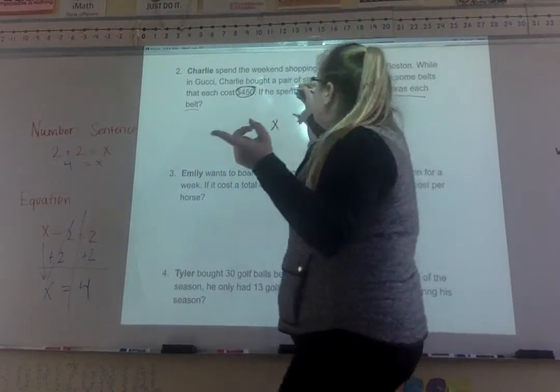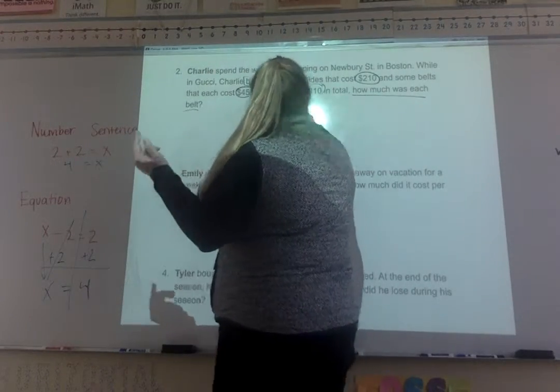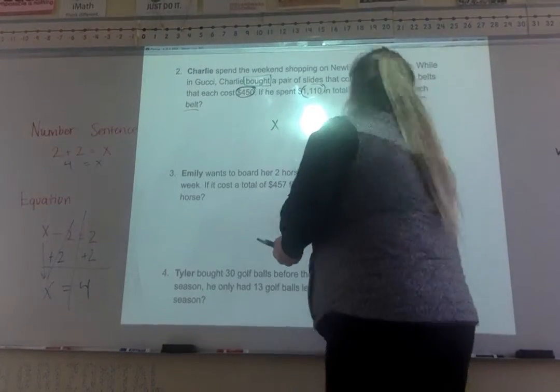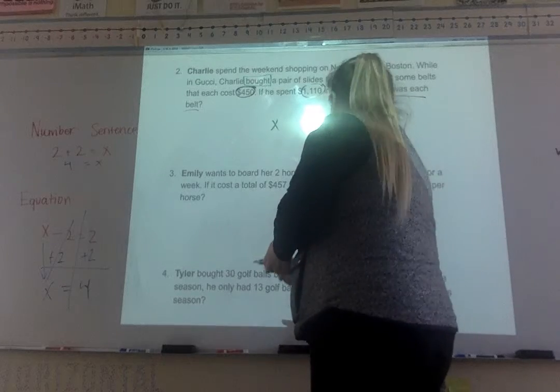Bought is a good one, and actually could also sometimes be used as an addition word. Oh, I didn't want to circle that. I wanted to box it. So we box.